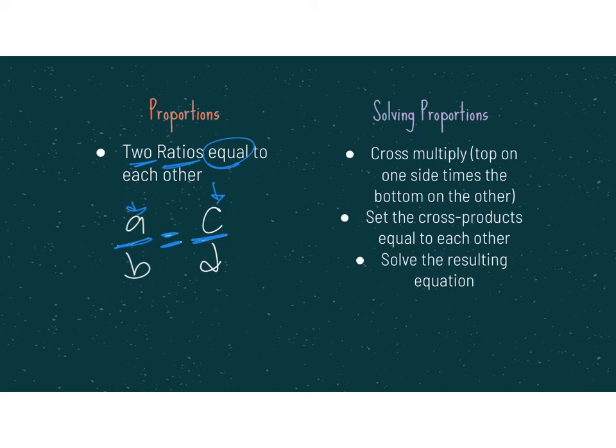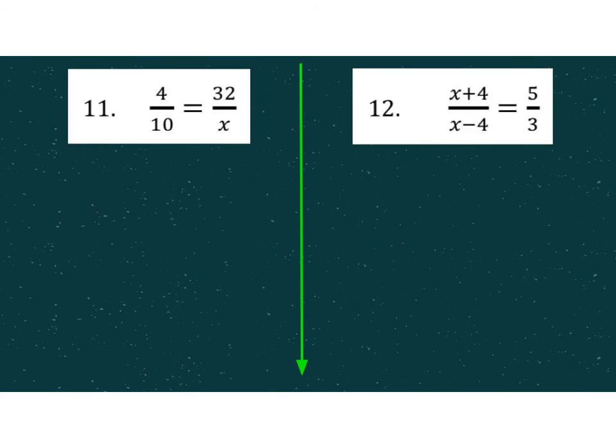So when we are solving these proportions, we want to cross multiply, meaning we multiply the top on one side times the bottom on the other. We set those cross products equal to each other, and then we solve the equation that remains. So we're going to do this a couple times there. In number 11, I have 4/10 is equal to 32 times x. So if I want to cross multiply here, I'm going to take 4 and I'm going to multiply it by x, because 4 is the top on the left and x is the bottom on the right. So top on one side, bottom on the other.